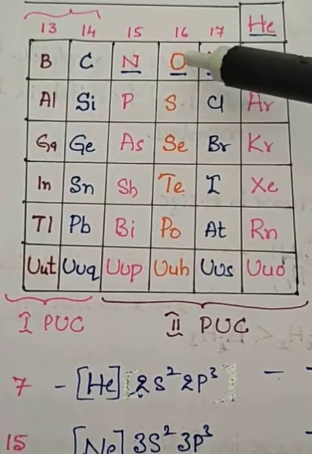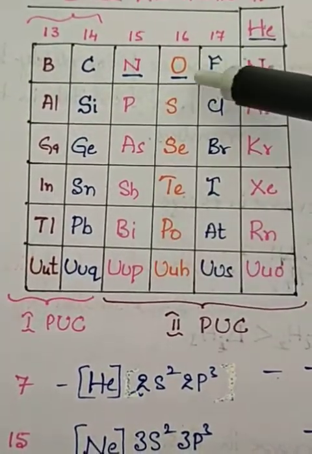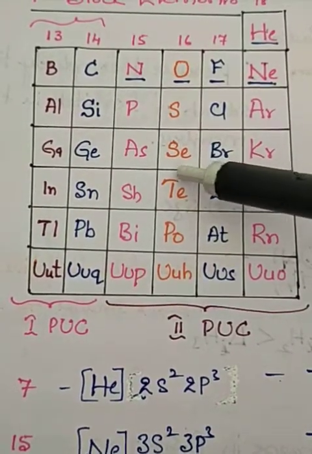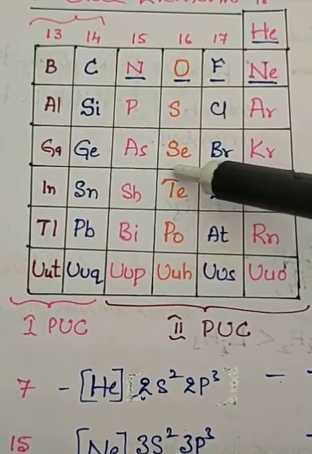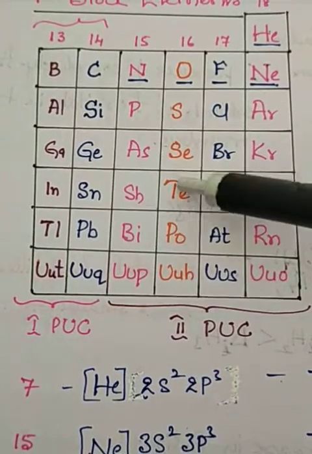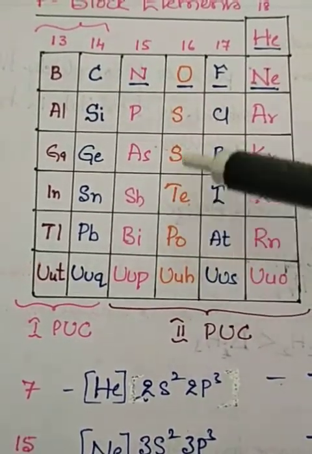Then your 16th group: oxygen, sulfur, selenium, tellurium and polonium. Here you should add the mnemonic, but not to cheat.